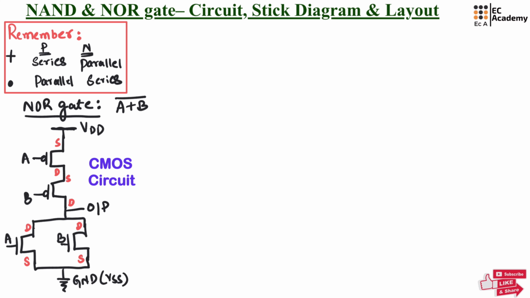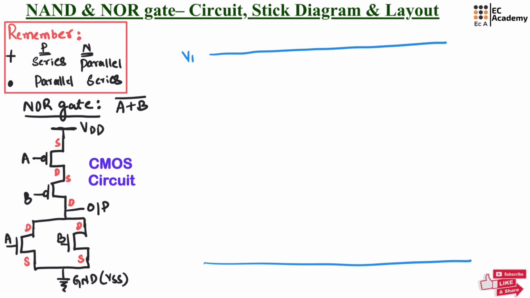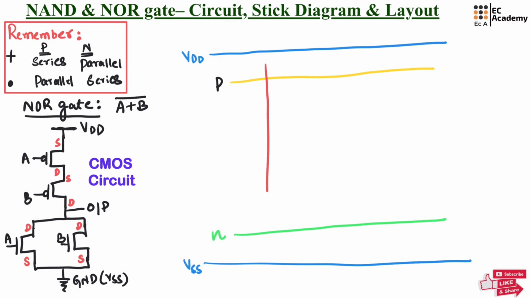Now for this, let us write the stick diagram. To represent VDD and VSS, we'll always use blue color line. Blue color line represents the metal, which is commonly used to represent VDD and VSS. Now let us write P diffusion region with yellow color line, which represents P diffusion, and let us take green color line to represent the N diffusion region. Polysilicon can be represented by red line, and for this polysilicon let us write the input A and B.